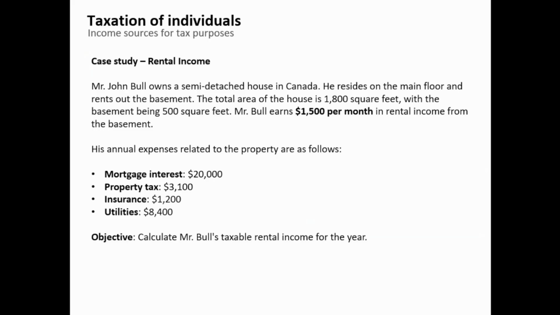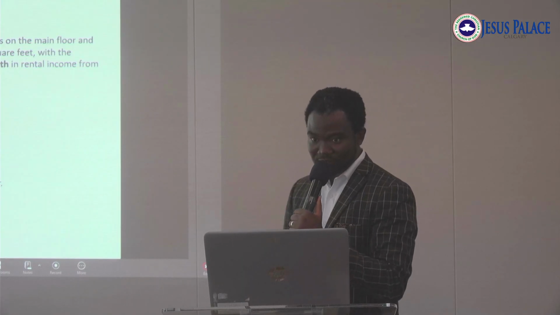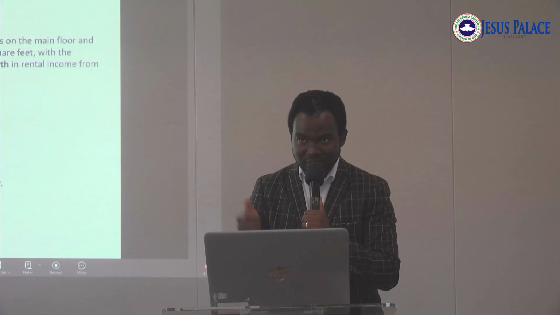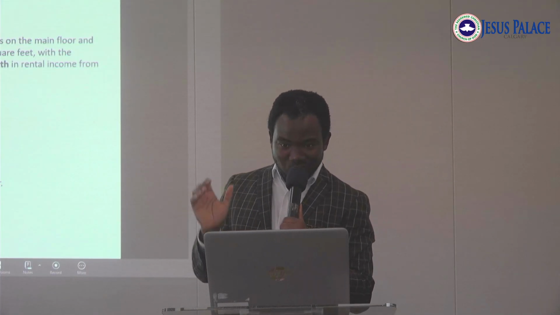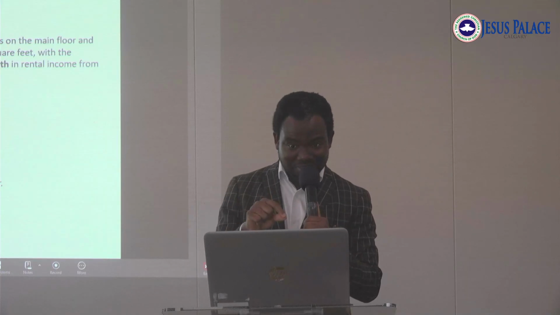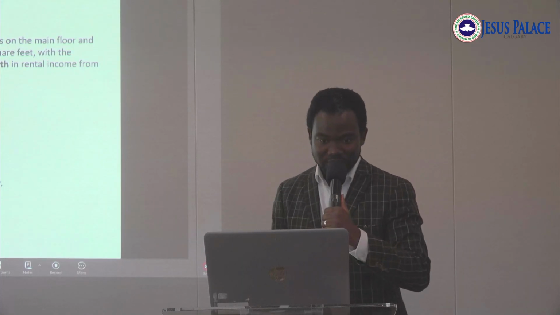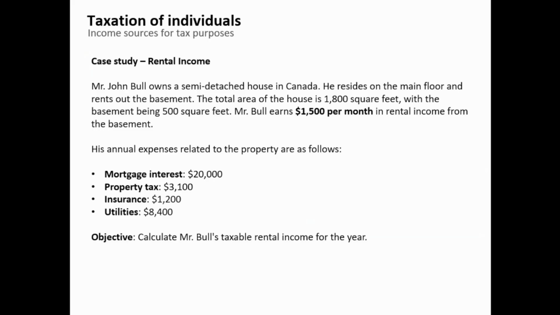Mr. John Boo holds a semi-detached house in Canada. He resides on the main floor and rents out the basement. The total area of the house is 1,800 square feet, with the basement being 500 square feet. Mr. Boo earns 1,500 per month in rental income from the basement. His annual expenses related to the property are as follows: mortgage interest, 20,000; property tax, 3,100; insurance, 1,200; utilities, 8,400. What are we trying to do? Calculate Mr. Boo's taxable rental income for the year. So what is the portion of that 18,000 that CRA will collect tax on? And this is what will be done.